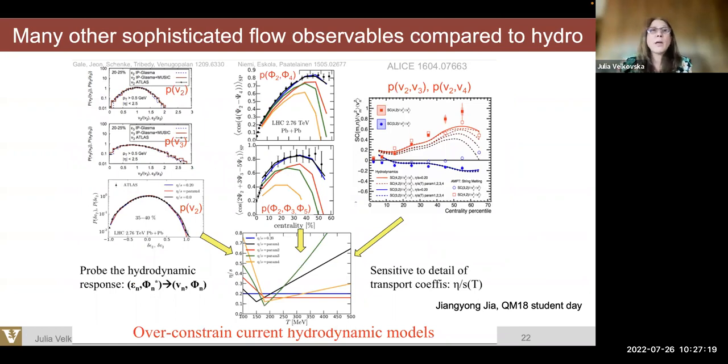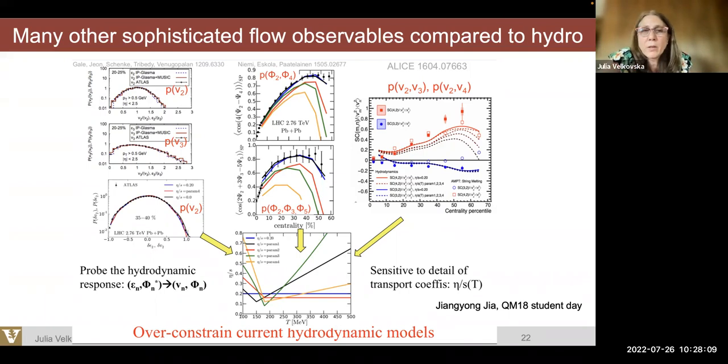Over the years, we have developed a lot more very detailed observables. Here's a slide that I took from Jiangyong Jia's student day lecture at Quark Matter 18. You see here that not only the flow, the different harmonics were measured, but the event-by-event distributions were compared to the theory, both for the initial eccentricity and how it translates into flow, the correlations between different event plane angles were measured, and also things called symmetric cumulants, the correlations and anti-correlations between odd and even harmonics.